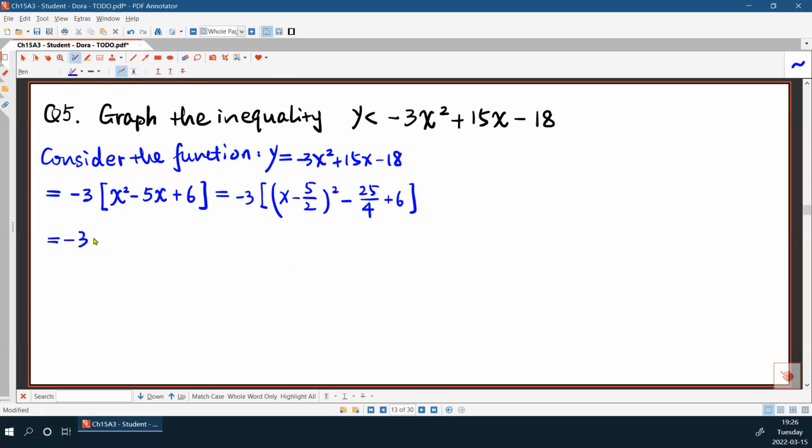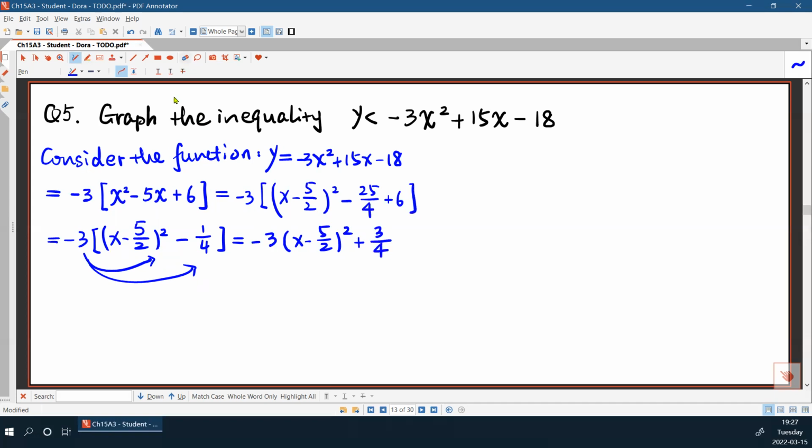So this equals -3 times x minus 5/2 squared, then -25/4 plus 24/4. So this is -1/4, right? And then we can assign the -3 to the two terms. So this is -3 times x minus 5/2 squared and plus, right? Negative gives you plus 3/4. All right. Therefore, the vertex is 5/2, 3/4, right? This is the vertex of this function. And because the leading coefficient here is -3, that means it opens down, right? So this quadratic function has vertex 5/2, 3/4, and opens down.